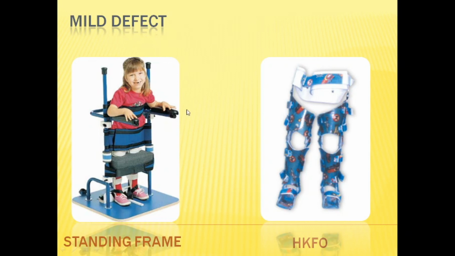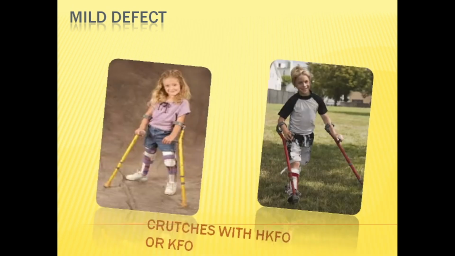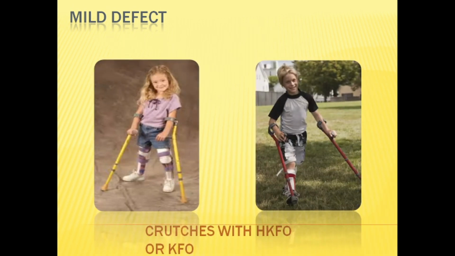Now this is the photograph of a standing frame, and this is the hip, knee, ankle, foot orthosis. These are the rollators. You can prescribe according to the individual child's need, either a reverse walker or a front walker. Now in this slide, a child with crutches and HKFO and KFO.